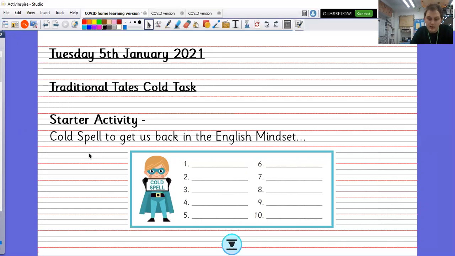Okay, number 3 is the word once. Just like in our traditional tales, you're going to hear the words once upon a time a lot. The word is once. Okay, spelling number 4 is one. At the start of our number line, after the 0, we have the number 1. Write the word one.